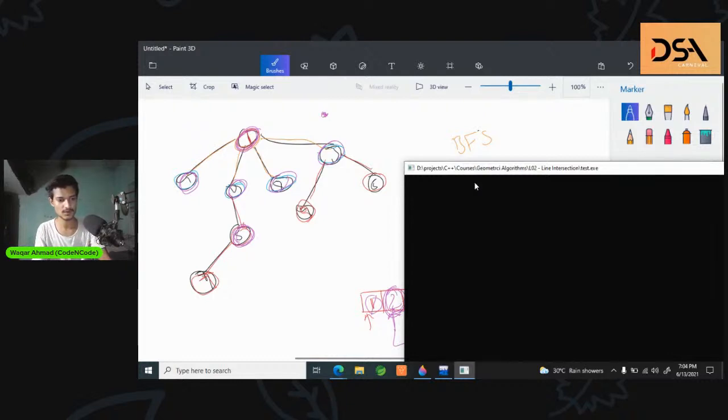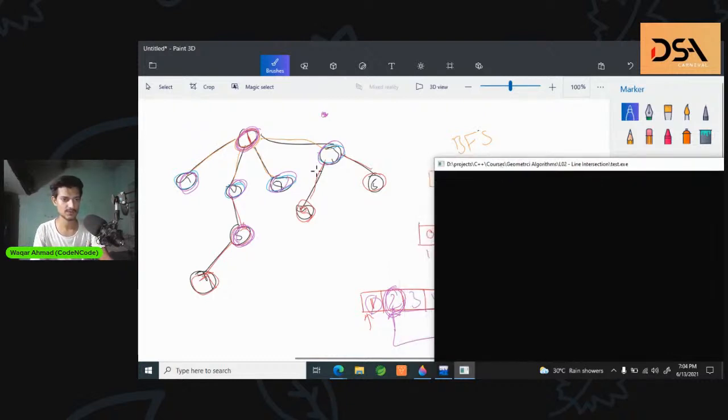Okay, so how many nodes do we have? 1, 2, 3, 4, 5, 6, 7, 8, 9 nodes we have. One is connected to 4, one is connected to 2, one is connected to 8, one is connected to 3. Okay, 2 is connected to 5, 5 is connected to 7. Done. 3 is connected to 9, and 3 is connected to 6.